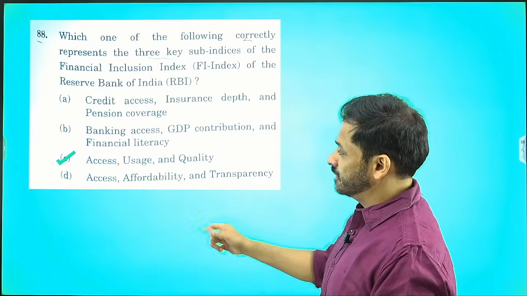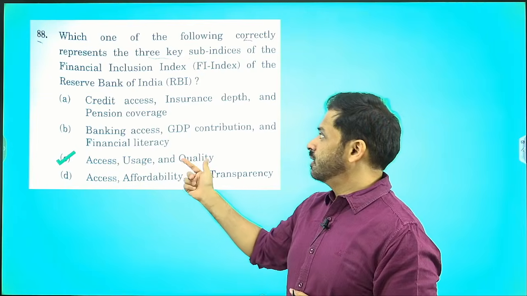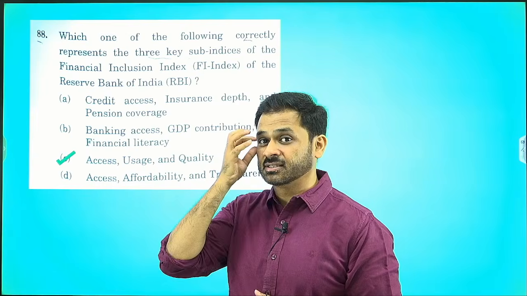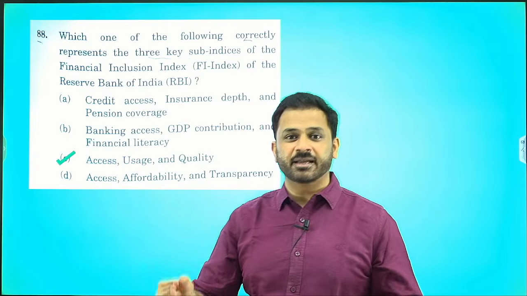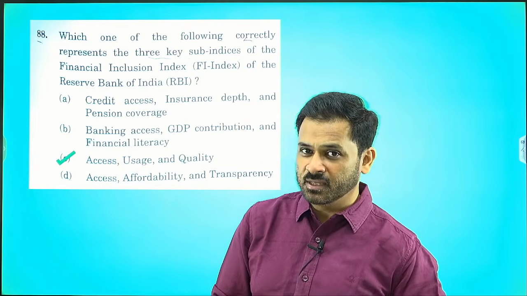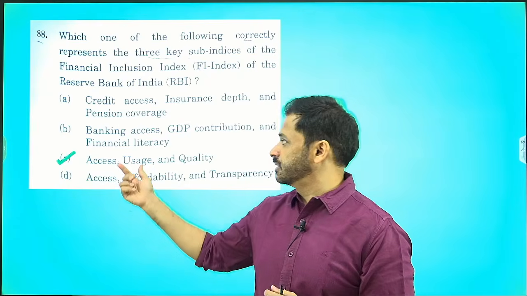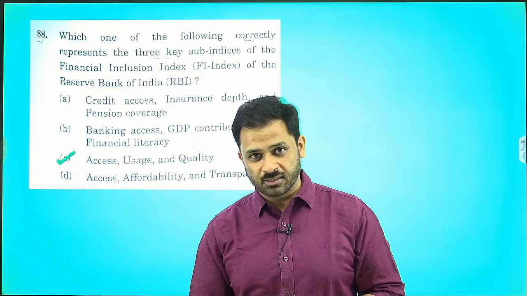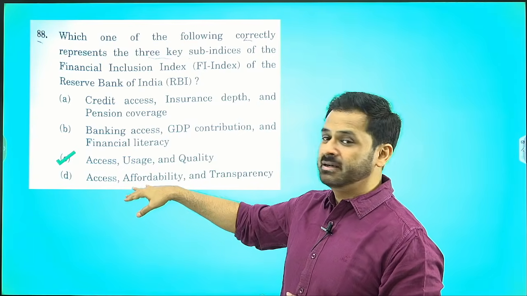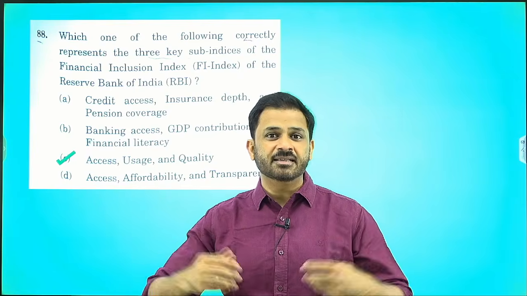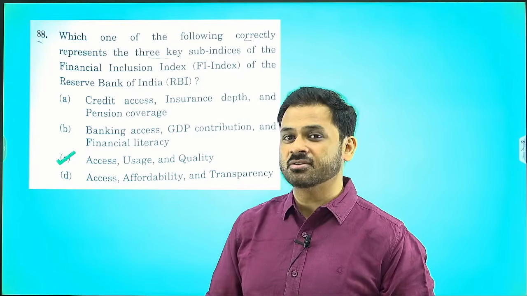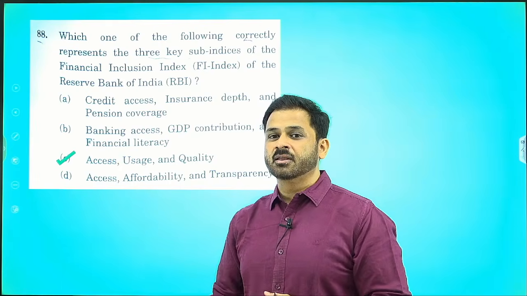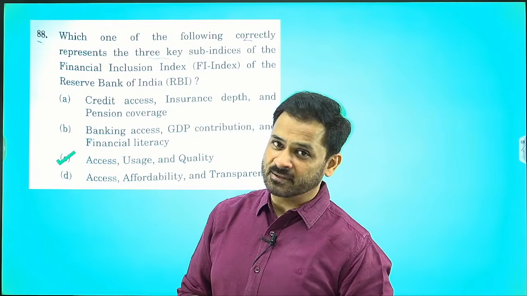So that itself is the answer. Access, usage, and quality are three broad aspects inside the financial inclusion index, and these three have different weightage also. The weightage which has been given to them is around 35% for access, 45% for usage, and 20% for quality. And then within these sub-indices, there are further 97 indicators which are taken into consideration to prepare this financial inclusion index, which reflects to what extent financial inclusion has taken place.